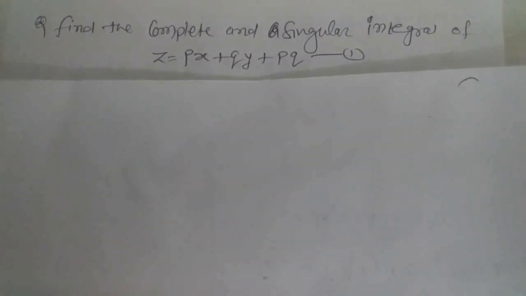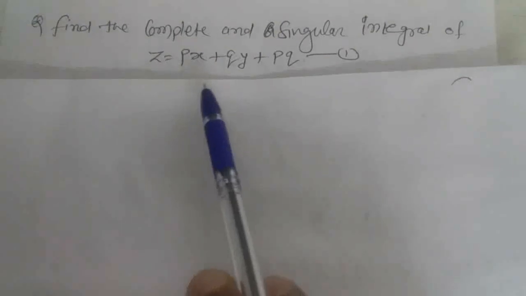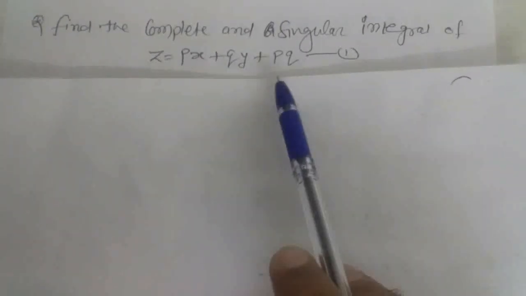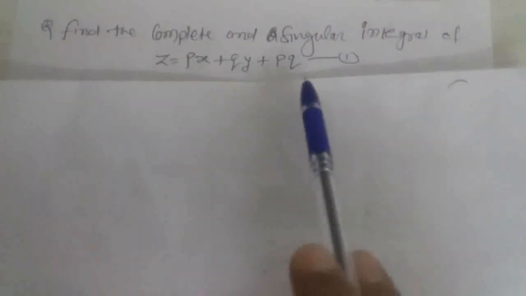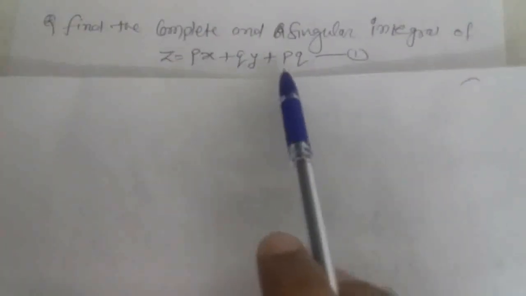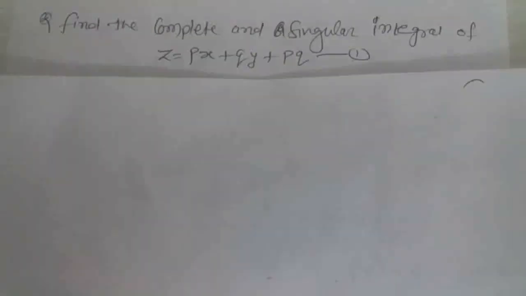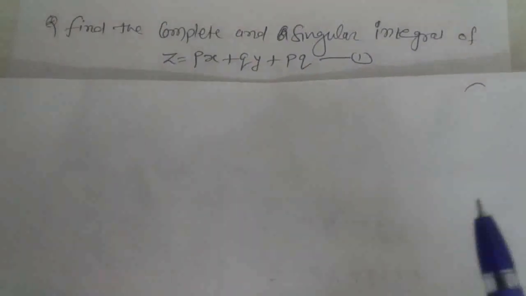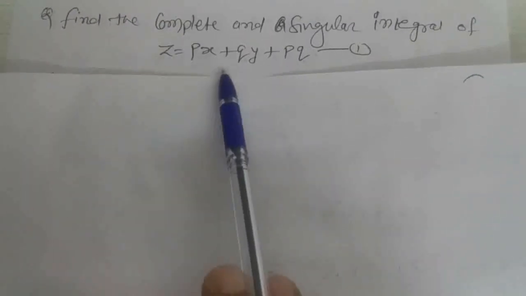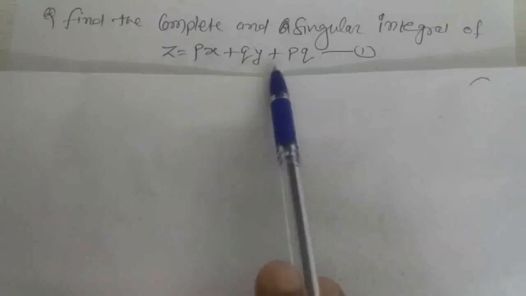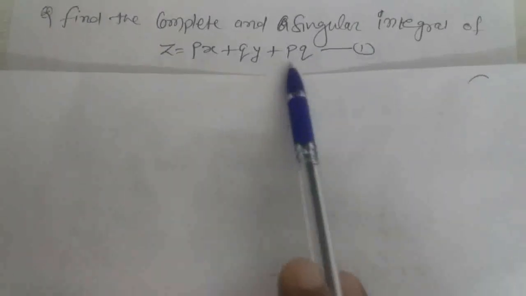Next problem is, find the complete and singular integral of z equal to px plus qy plus p into q. So this is clearly a non-linear partial differential equation of first order. Again, non-linear because of the product term of p and q. Further, this equation is in the form of z equal to px plus qy plus function of pq.